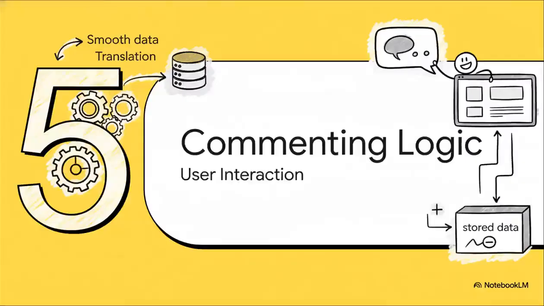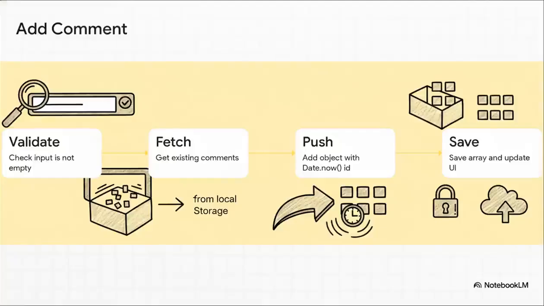And finally, section 5, interactive commenting logic. Let's follow the exact execution flow of the addComment function signature. When our simulated user John clicks submit, Step 1 immediately grabs the value from the input field and validates that it isn't just blank space. If it's valid, Step 2 calls our getComments helper to fetch the existing array from local storage.